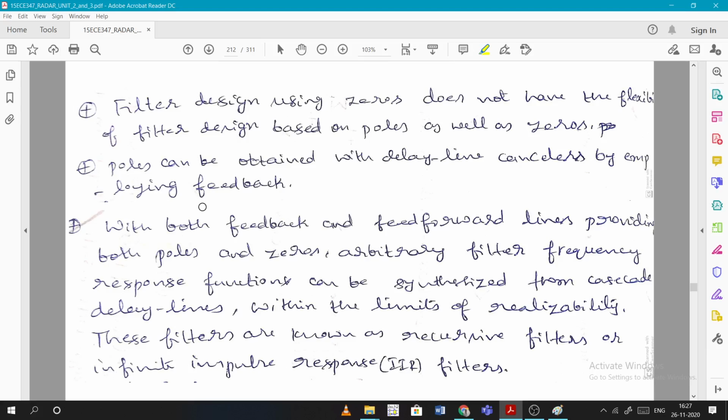With both feedback and feed forward lines providing both poles and zeros, arbitrary filter frequency response functions can be synthesized from cascaded delay lines. These filters are known as recursive filters or infinite impulse response, IIR, filters. So when you use both feedback and feed forward, we call it a recursive or infinite impulse response filter. When you only use feed forward, it is called non-recursive or finite impulse response.